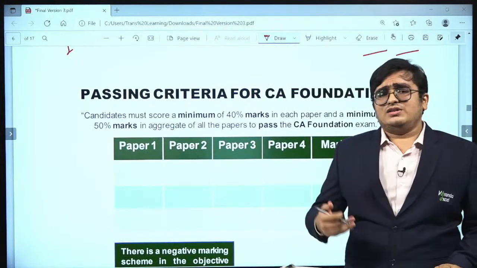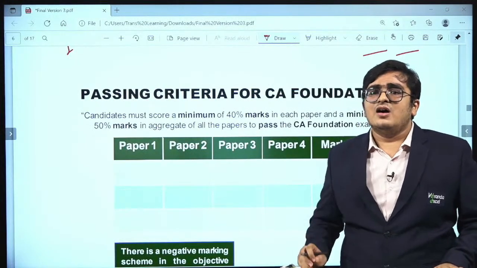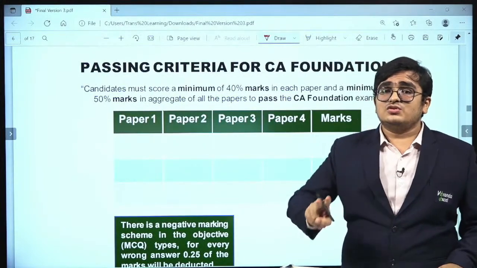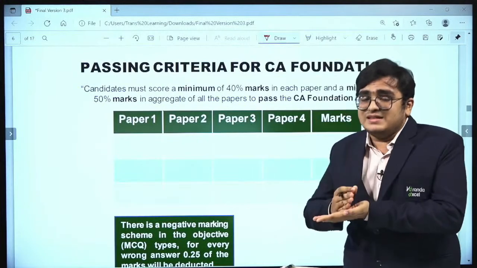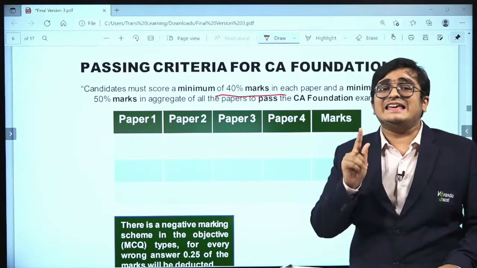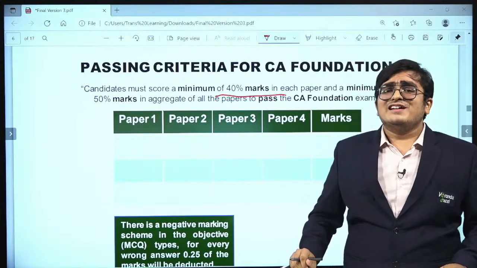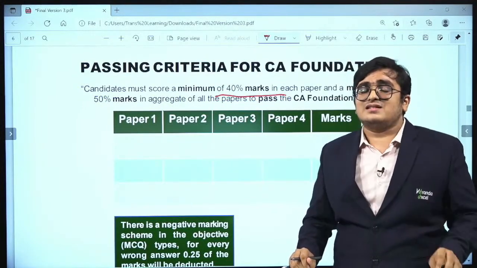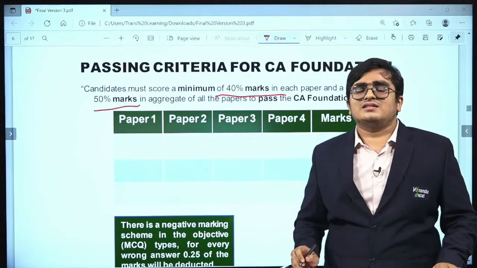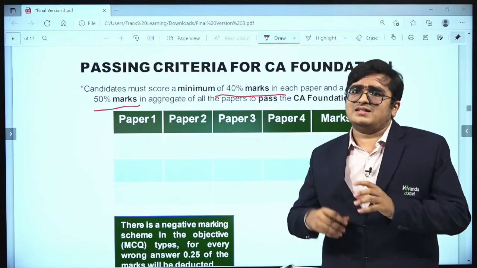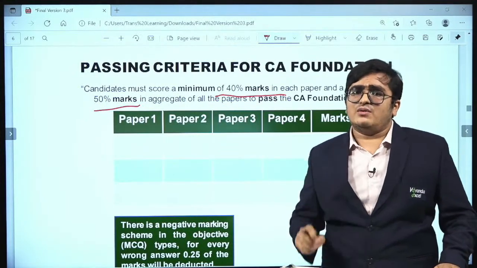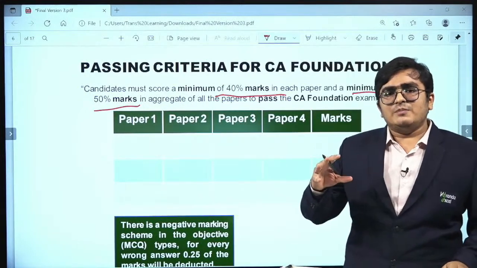Then coming on to the next topic, let's see the passing criteria of a CA foundation student. There are two criteria that a student should clear to become CA foundation qualified. First, he should have scored a minimum of 40 marks in each paper. I will repeat it again. He should score a minimum of 40 marks in each paper, and then a minimum of 50 marks in aggregate. Let's say there are 4 papers, 400 marks, and I should get 200 out of it to clear my CA foundation exams. So 40% in each paper, 50% on totality.